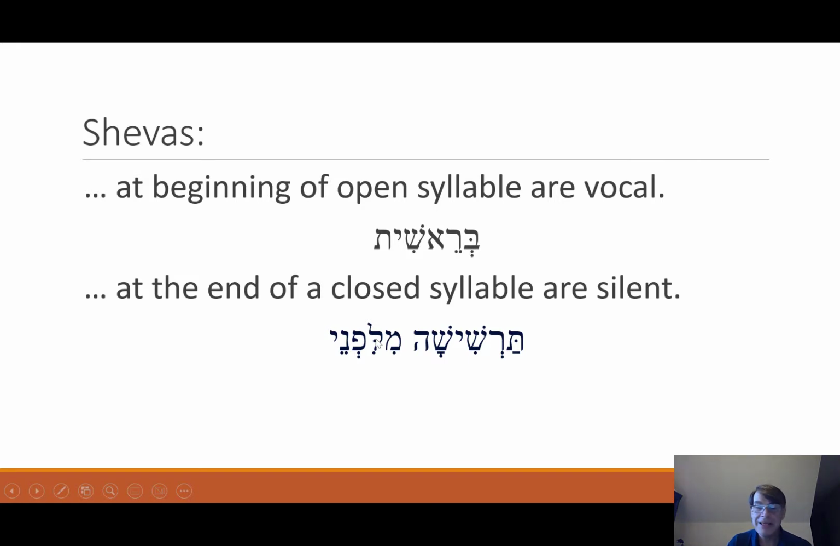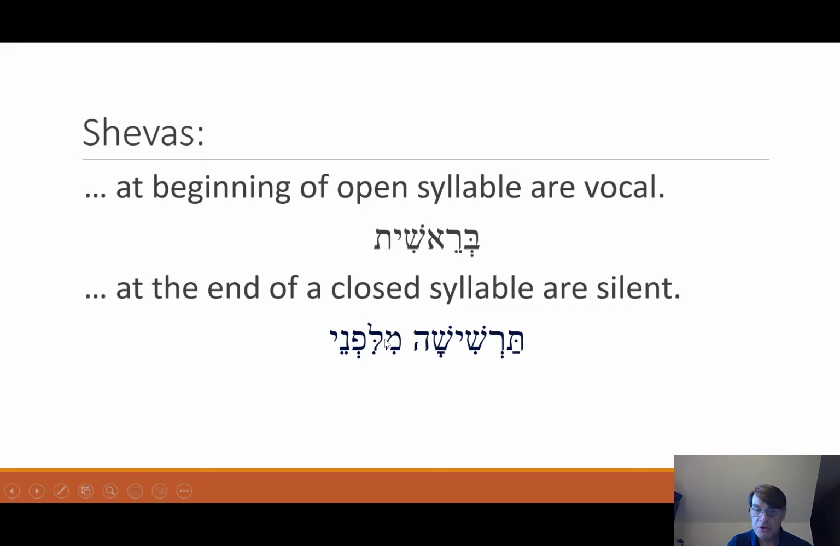Because it's in a letter that isn't a begad kafat letter. A dagesh in any letter that is not a begad kafat letter is a doubling dagesh. So there are two L's here, two lameds. So mil is the first syllable. What kind of a syllable is that?